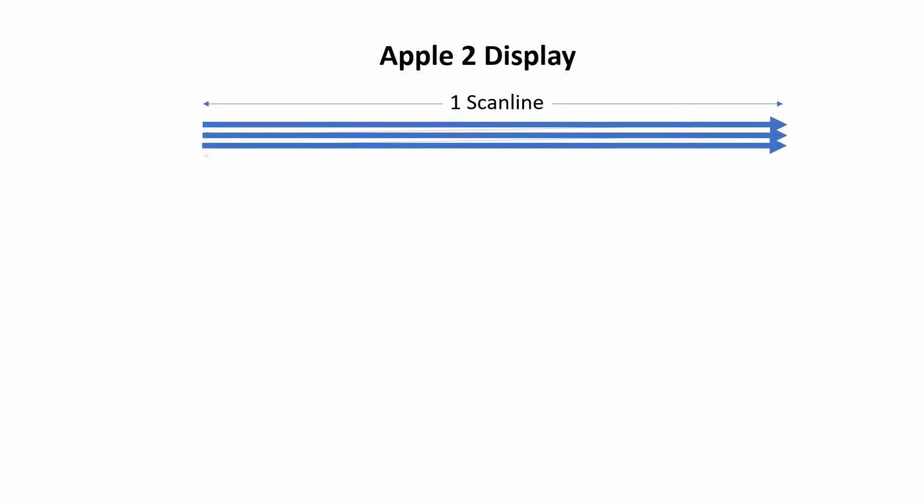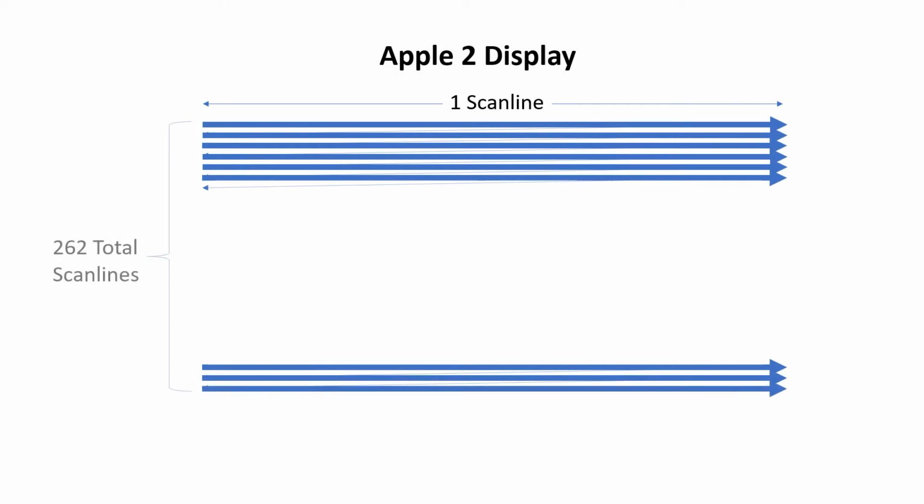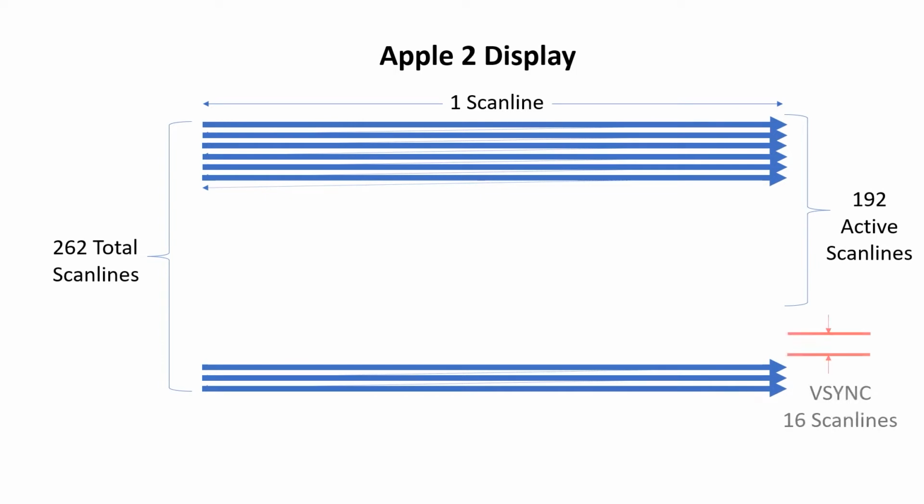The Apple II has 262 scan lines per frame, and this is based on the NTSC standard. 192 scan lines are active, and the remaining 70 are blank. Within that blank period, we use 16 for vertical sync. Now, many implementations have a shorter vertical sync than this, but this is what the original Apple did, so I'm just going to replicate it here.